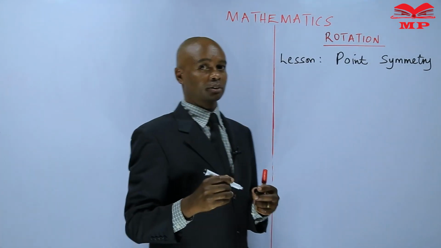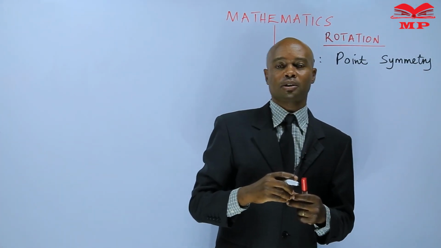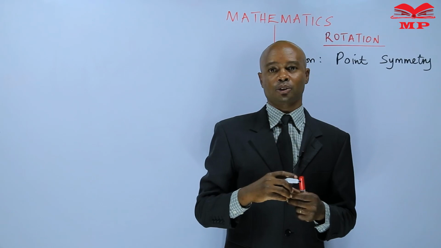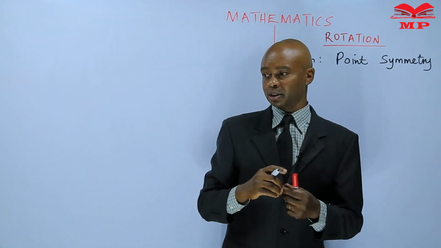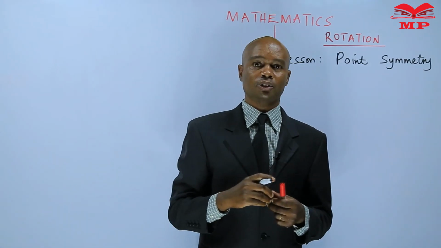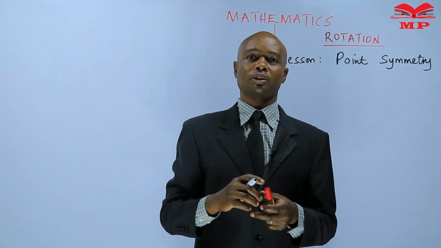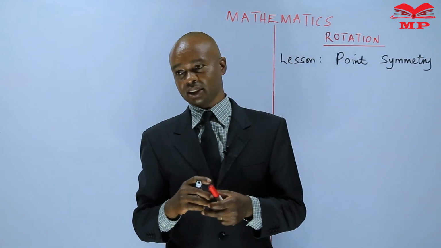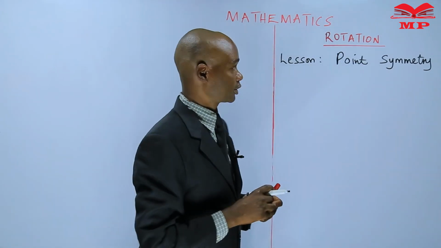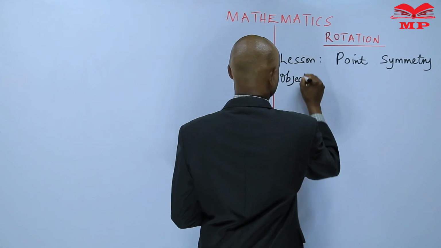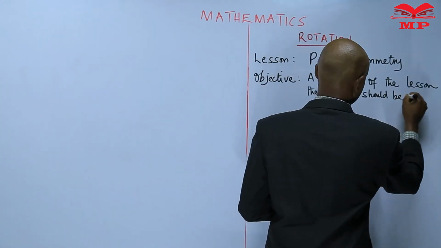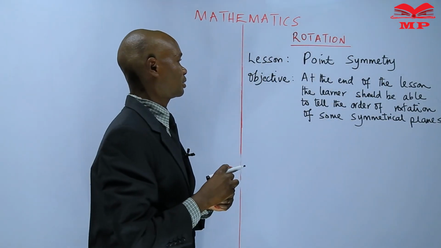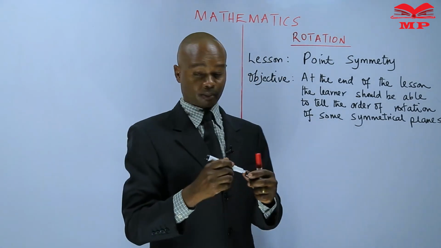So the objective of the lesson is for the learner to understand what happens to other plane figures we learned in the earlier lessons, like a pentagon. We have equilateral triangles. What order of symmetry will they have? How many times will they fit onto themselves when rotated through a complete 360 degrees? So the learner should be able to tell the order of rotation of some symmetrical planes.